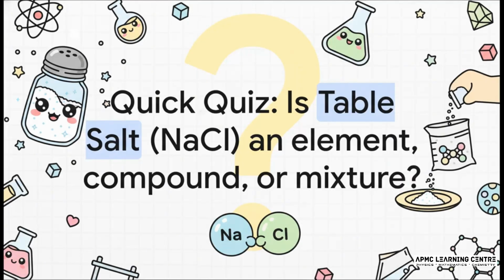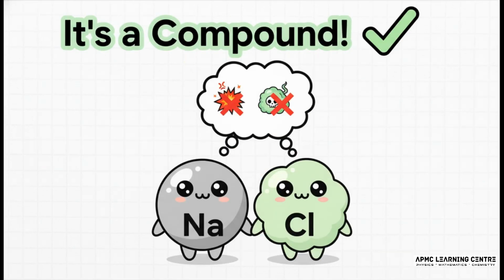First one up, the ordinary table salt you put on your food. What do you think? Element, compound, or mixture? Yes, absolutely. It's a compound. It's made of 2 different elements, sodium and chlorine. They are chemically bonded, and that ratio is always a perfect 1-to-1. Plus, think about it. Its properties are nothing like the crazy reactive metal and poisonous gas that it's made from.